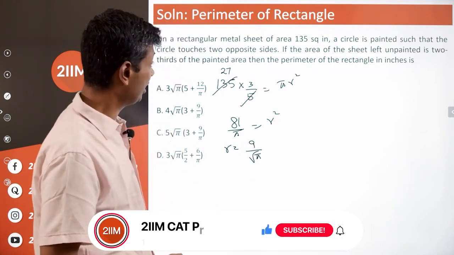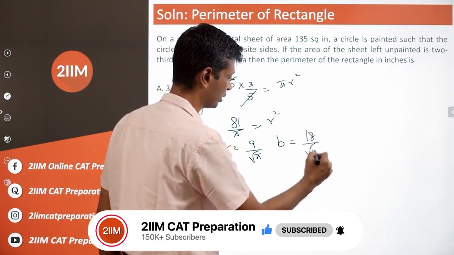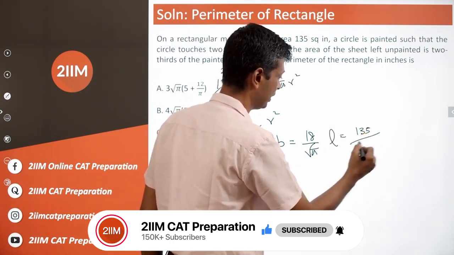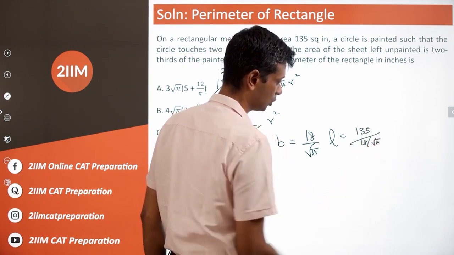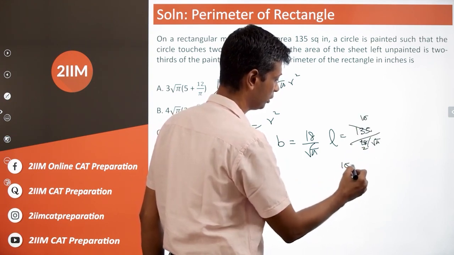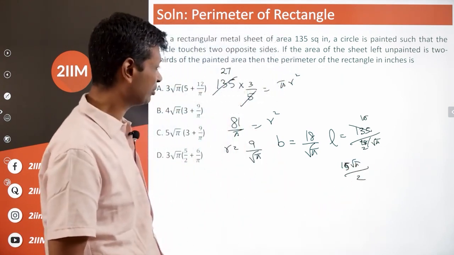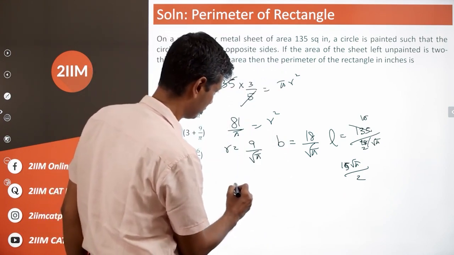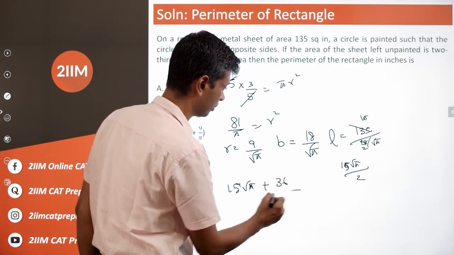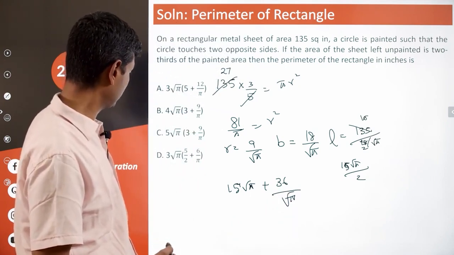We want to find the perimeter of the rectangle. The breadth is 18 by root pi, which is twice our radius. The length is 135 by 18 by root pi. 135 is a multiple of 9, it becomes 15 root pi by 2. Looking at 2 times length plus breadth, twice the length is 15 root pi plus 36 by root pi.